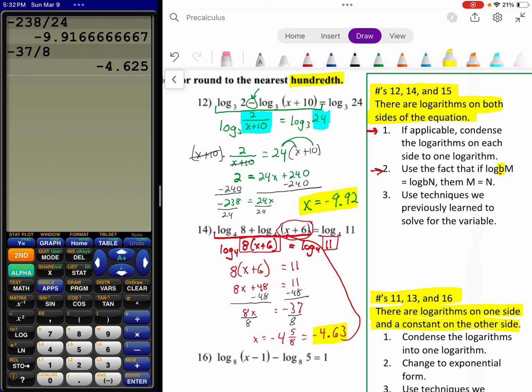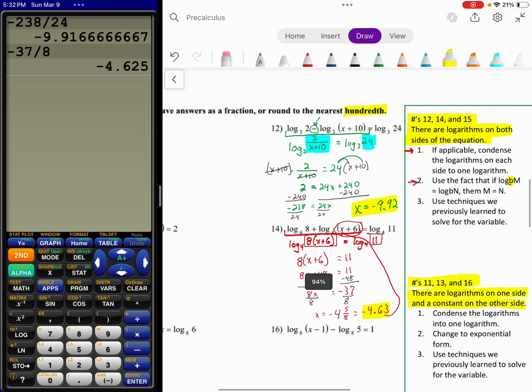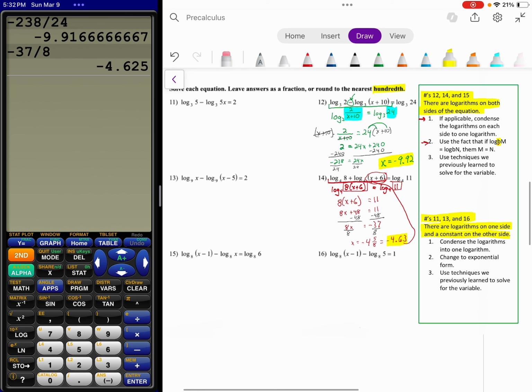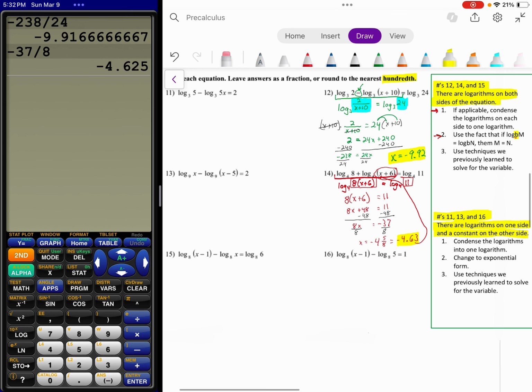And now we'll move to number 15. I don't know if we can fit this all on here. It's going to be kind of small. Number 15. Again, this fits what we've been talking about. There's logarithms on both sides. So we will go ahead and condense the left side.